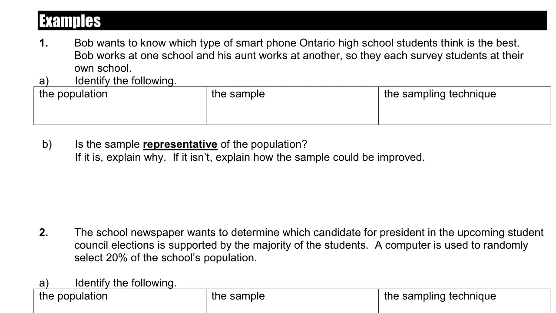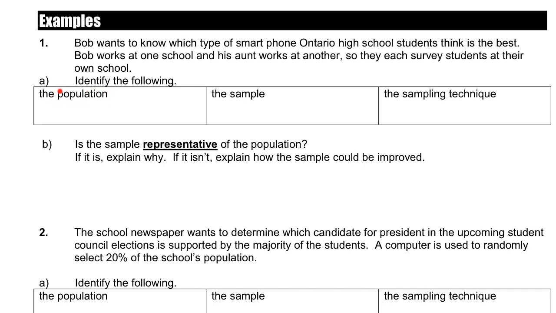So let's go through some examples. First one, Bob wants to know which type of smartphone Ontario high school students think is the best. Bob works at one school and his aunt works at another. So they each survey students at their own school. So we are going to identify the population, the sample, and the sampling technique.